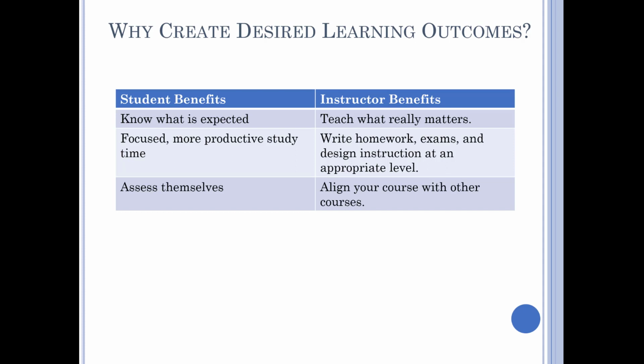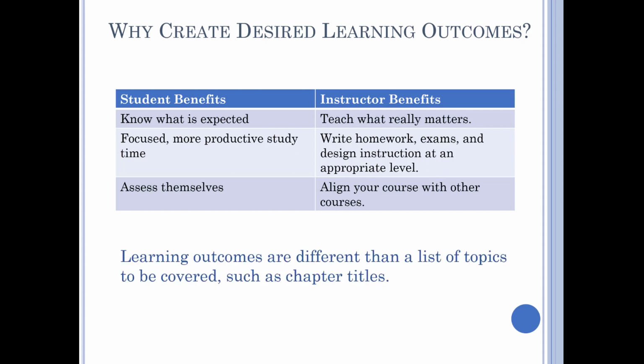Looking at the broader picture, having desired learning outcomes clearly specified for a course will help you align your course with others. For example, general chemistry is typically a prerequisite for organic. Organic is often a prerequisite for biochemistry. It's important that the instructors of various courses know what was taught previously and what will be taught next. But learning outcomes are different than a list of topics to be covered, such as chapter titles. We're not talking about just listing the table of contents from a textbook and calling those desired learning outcomes.